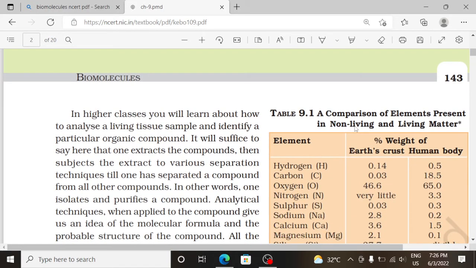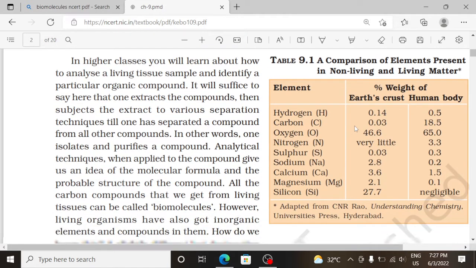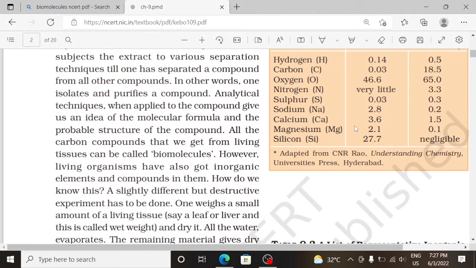In higher classes, you will learn about how to analyze a living tissue sample and identify a particular organic compound. It will suffice to say here that one extracts the compounds, then subjects the extract to various separation techniques till one has separated a compound from all other compounds. In other words, one isolates and purifies a compound. Analytical techniques, when applied to the compound, give us an idea of the molecular formula and the probable structure of the compound. All the carbon compounds that we get from living tissues can be called biomolecules.